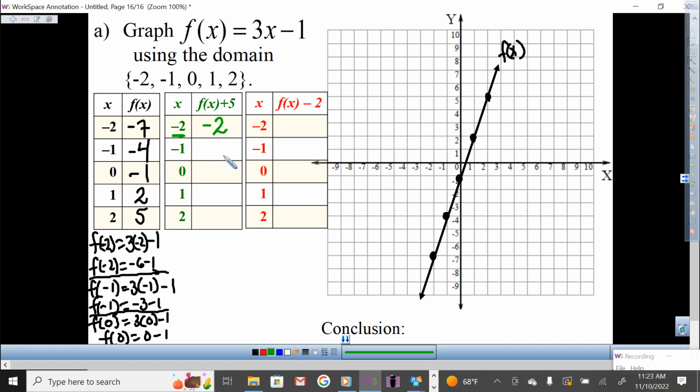Next one. Let's look at -1. So I go to the original. -1's here. What is f of x on -1 of the original? -4. But that says plus 5, so that is 1. Finish the table, please. See if you get the pattern on how to do the rest. I'll give you some time.